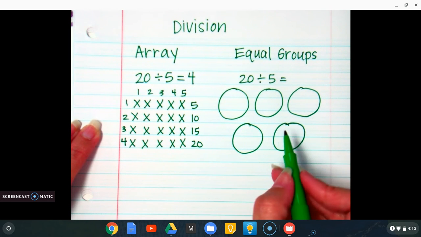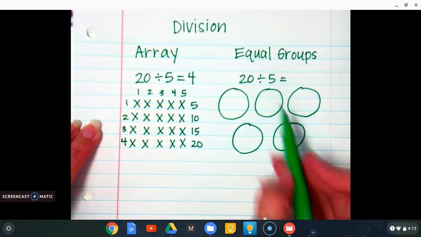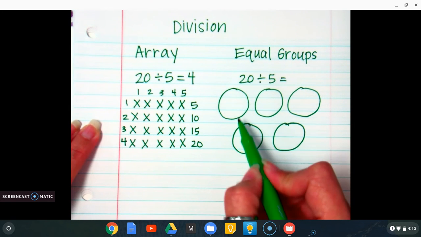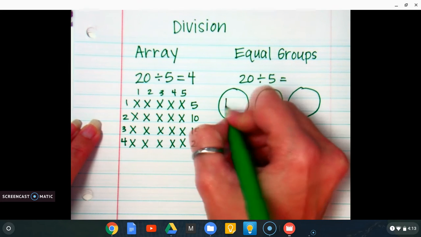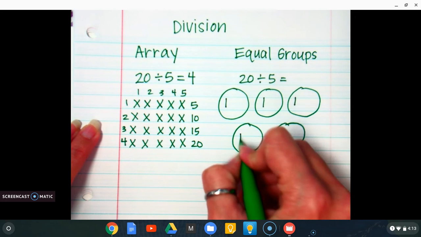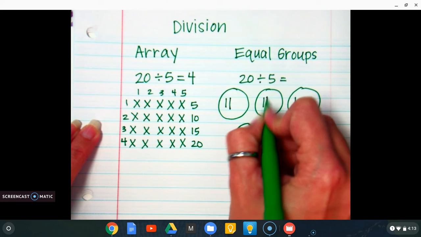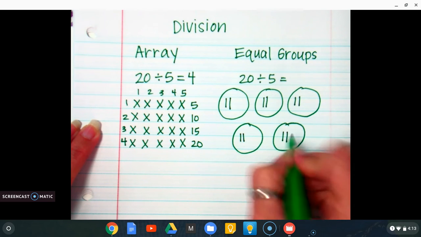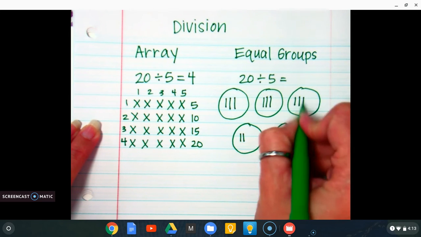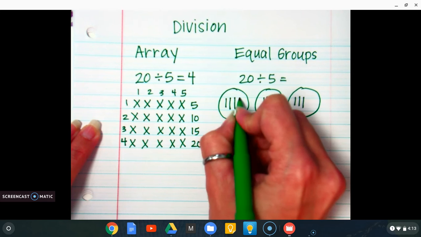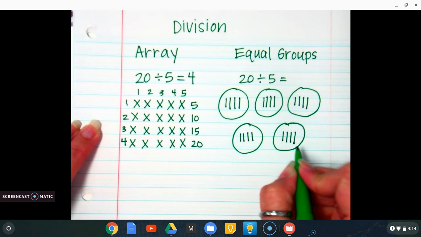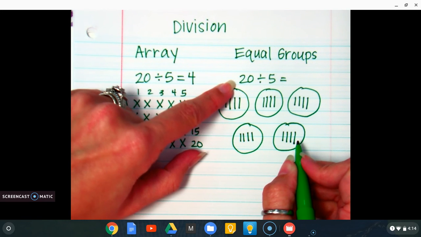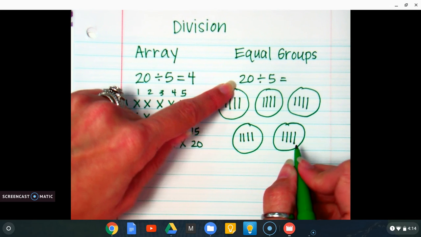Now, they are going to have to divide or split the 20 between the 5 circles. So they need to go one at a time. They need to do 1, 2, 3, 4, 5, 6, 7, 8, 9, 10, 11, 12, 13, 14, 15, 16, 17, 18, 19, 20. I stop at 20 because that is my big number. That's how many I have to split between the 5 circles.